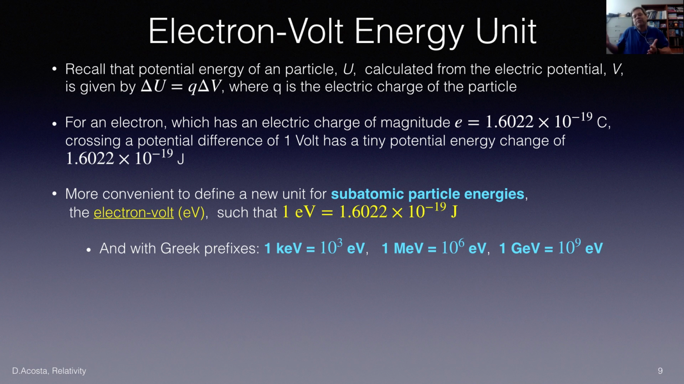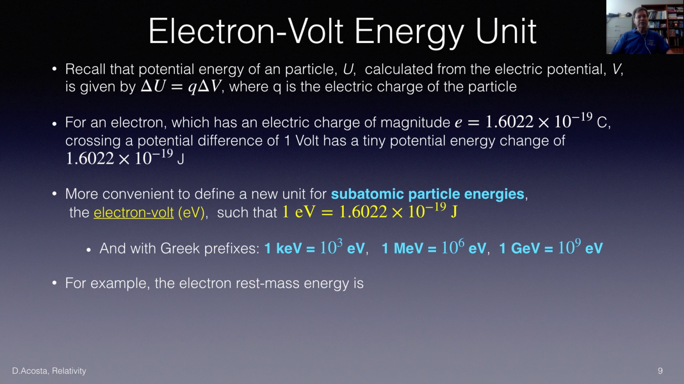But we can also add Greek prefixes because maybe 1 electron volt is too small. Maybe we want 1 kilo electron volt, 1 keV, that's 1,000 eV. What about 1 mega electron volt, or 1 MeV, that's 1,000,000 eV, or 1 giga electron volt, or 1 GeV, which is 10 to the 9 electron volts. So we can use Greek prefixes for these larger powers of electron volts, which are still very small compared to 1 joule, by the way.